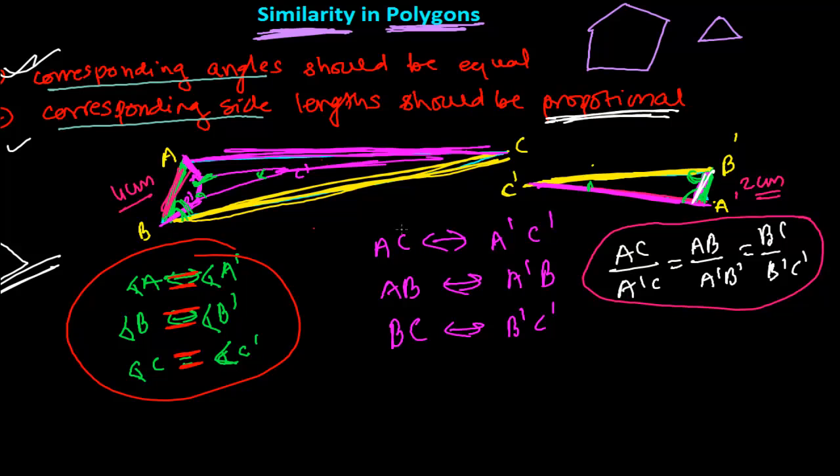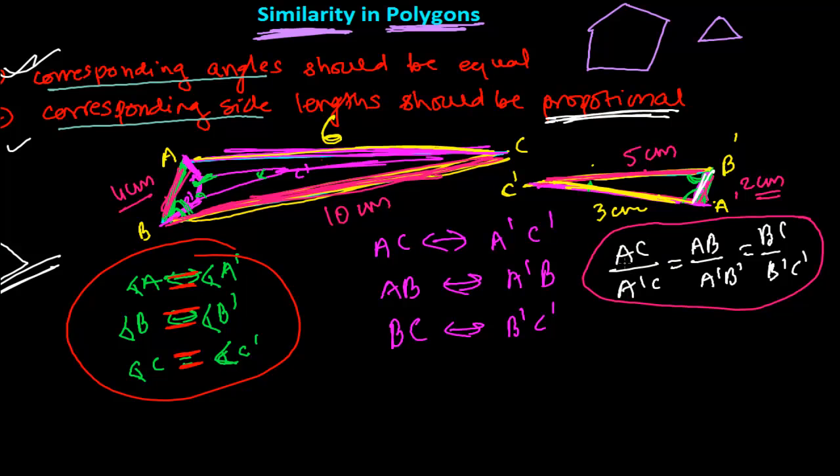Now I get BC. Side BC is how much? Let me suppose the size of B dash C dash is 5 centimeter. If they are proportional, then since A dash B dash is 2 and AB is 4, if it is 5 then it should be 10 centimeter. Similarly, A dash C dash is, suppose, 3 centimeter. Then AC should be 6 centimeter. Then only you're going to have the same proportion.